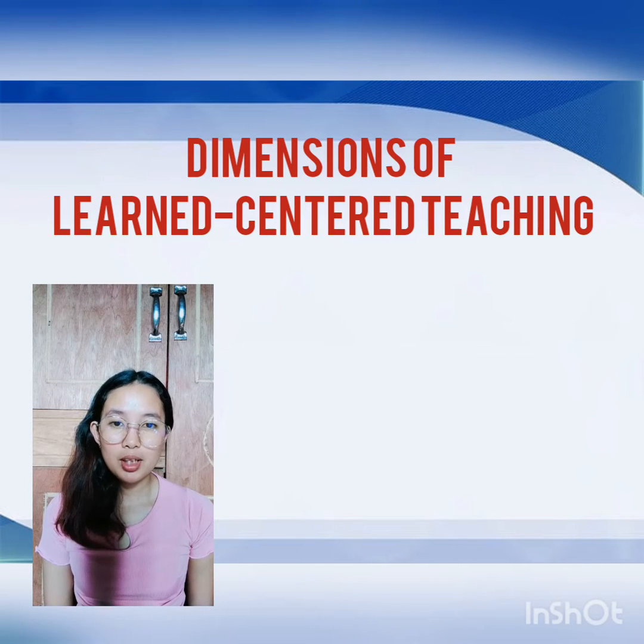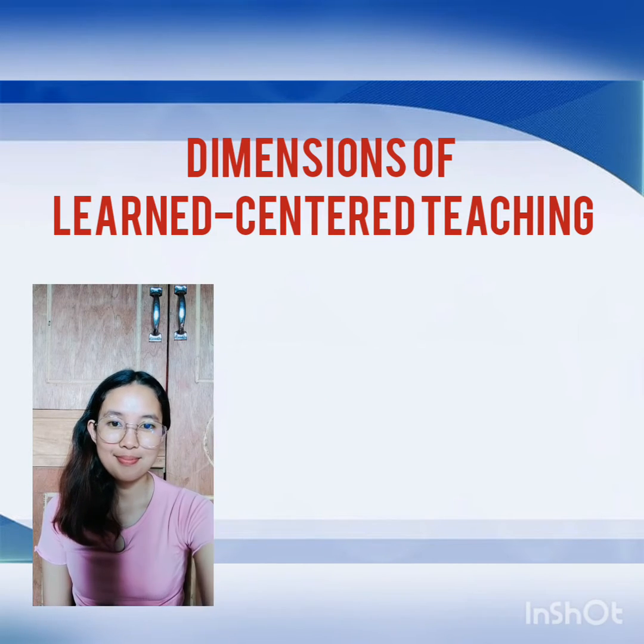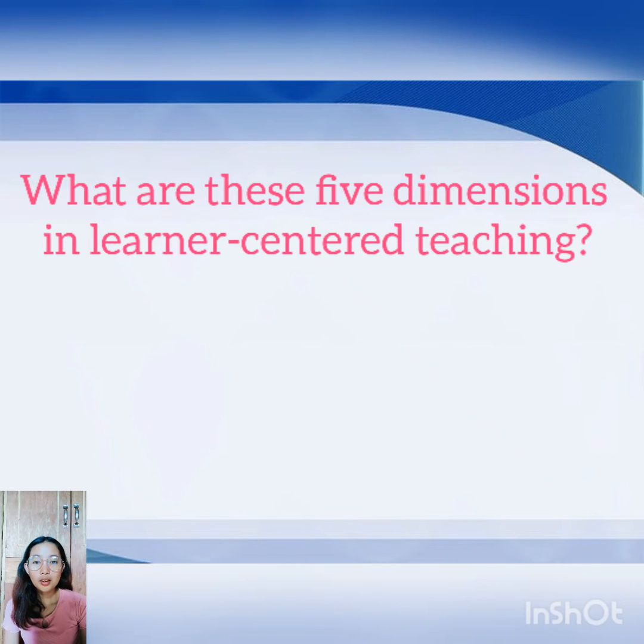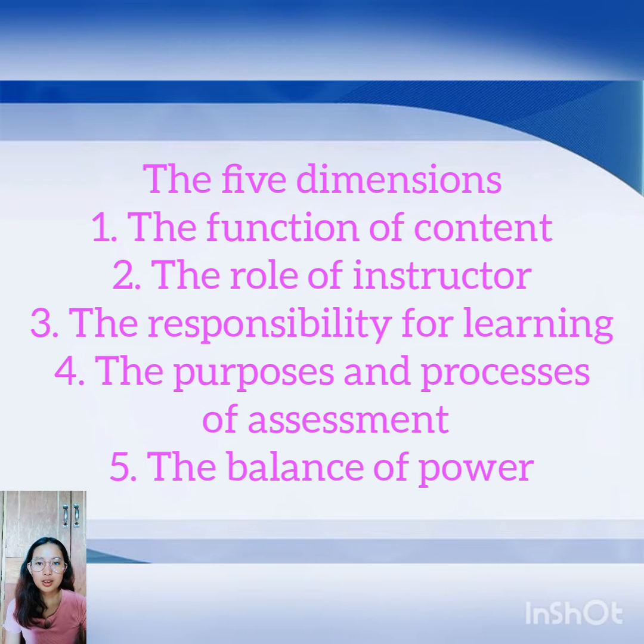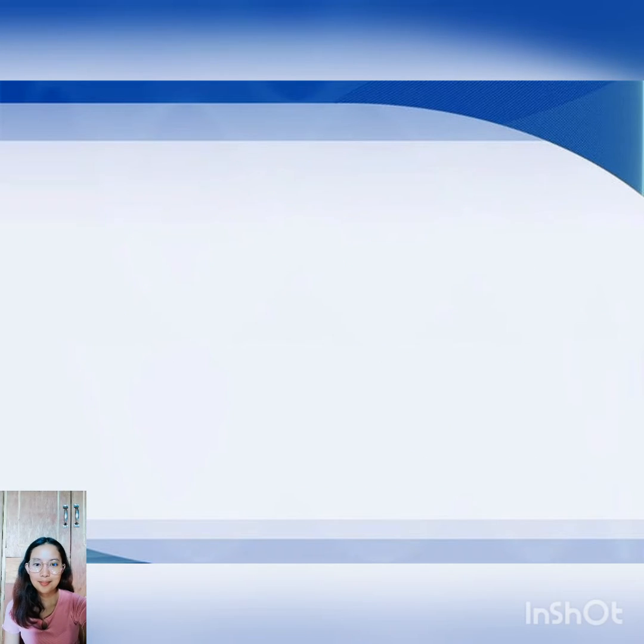There are 5 dimensions of learner-centered teaching, and each of them has a definition of the dimension, an essential component, an instructor-centered approach, and a learner-centered approach. What are these 5 dimensions? These are the 5 dimensions of learner-centered teaching. First is the function of content, the role of the instructor, the responsibility for learning, the purposes and processes of assessment, and the balance of power.